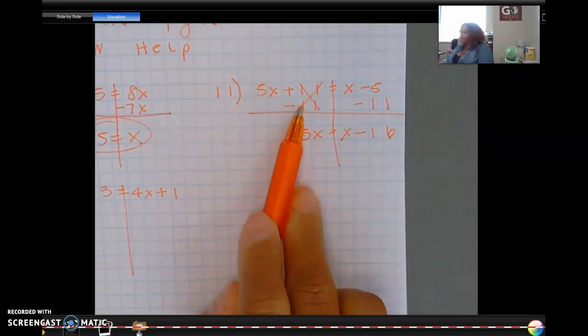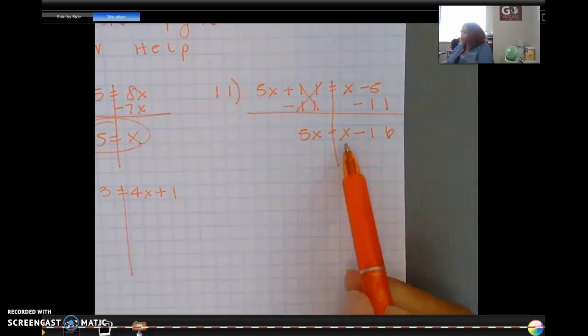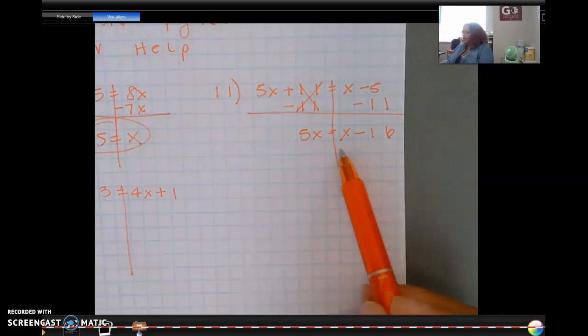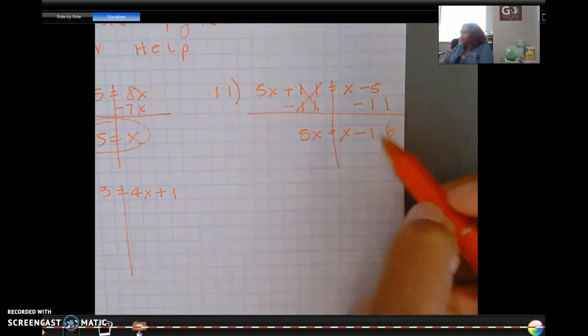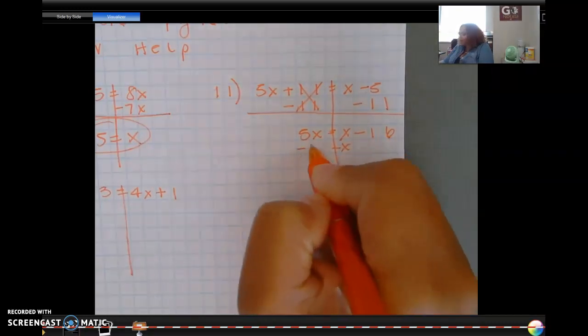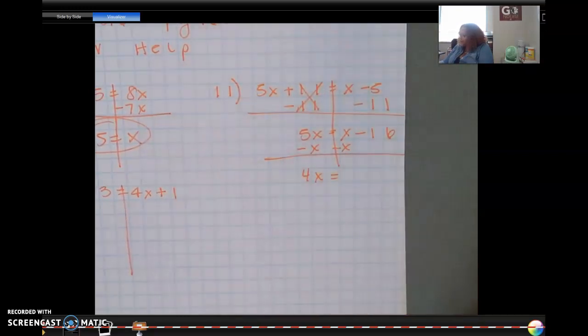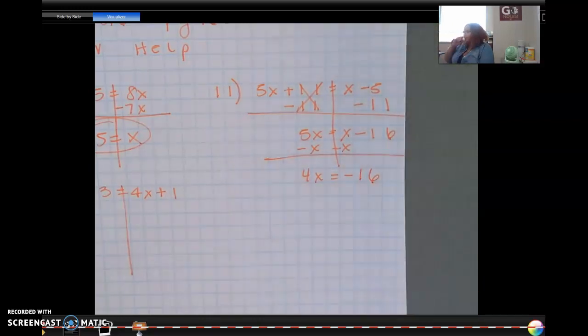Okay, I've moved a constant. Now I need to move a what? A variable. What do I move? Oh, 1x. Good, the 1x, because I've already moved something from over here. Now I need to move something from over here. Minus 1x on both sides. Good. 4x equals what? Wait, I thought it would be 4x equals -16. -16. You're subtracting. I'm not dividing.